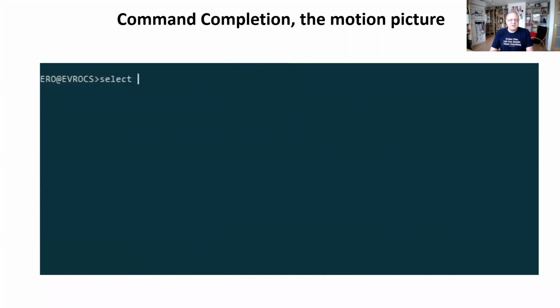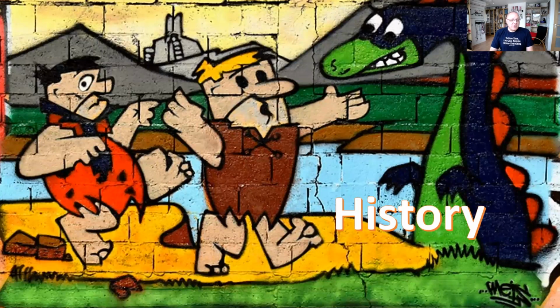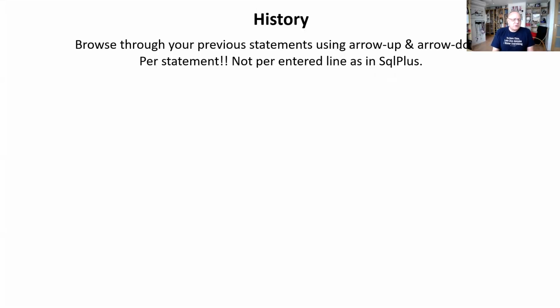That's pretty neat, I think. We also have history in SQLcl. You can just browse through the history of your statements using your arrow up and arrow down. And you have complete statements in your history, not just lines.